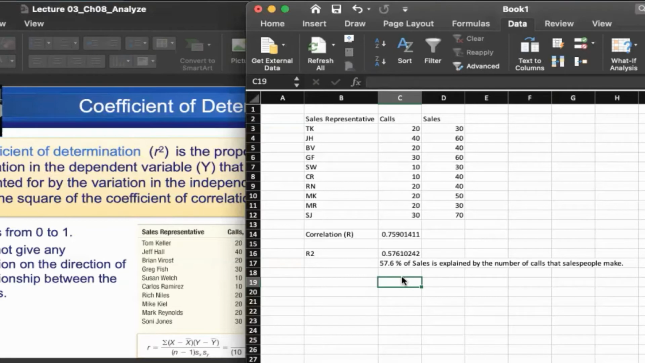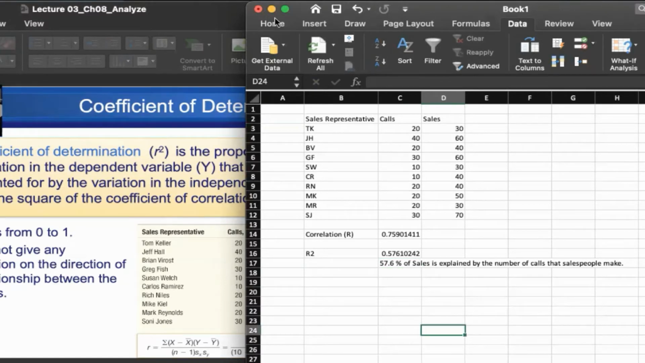So here it says 57.6%. It's just a fictitious case. That's why this is high explanation power. It makes sense, because if you're not calling people, you're not selling things. So it passes the smell test a little bit. Now, if you were to calculate the slope of the linear regression, then you are going to go with the data analysis.